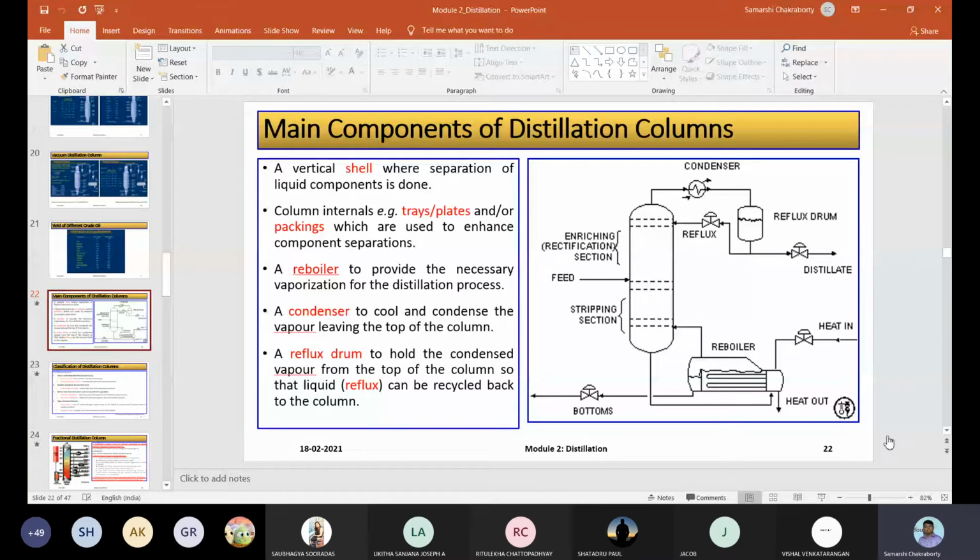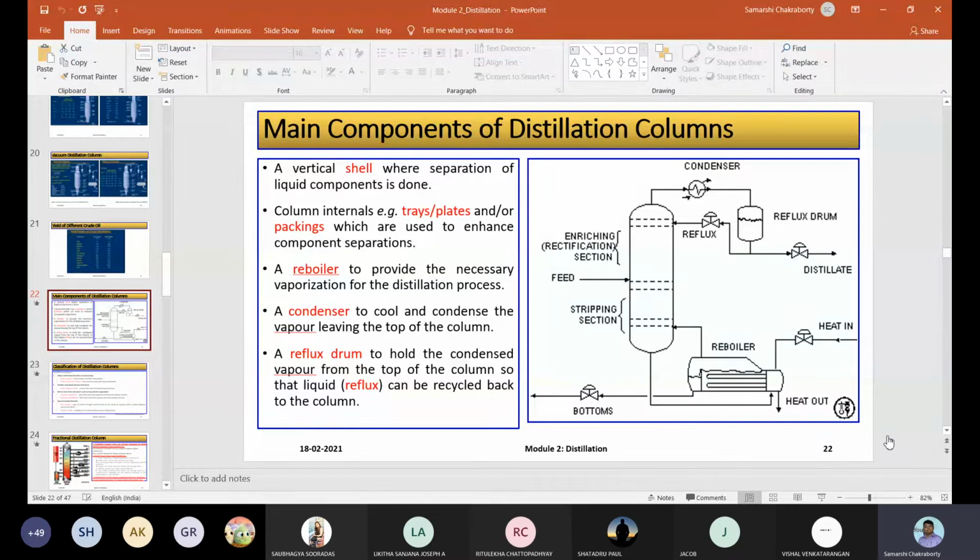Was this video helpful in understanding how this is happening? Is it easier for you to understand how this distillation column is operating through the video? In the upcoming classes also, I'll try to incorporate some videos within my teaching itself.